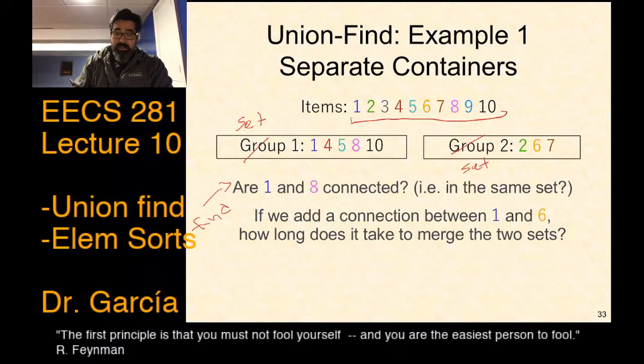What do we do, and how long does it take to merge the two sets, right? So if I find that 1 and 6 share an edge, then that means that now set 1 and set 2 need to belong to the same set. Okay, so what is the fastest way that I can merge them together? And that's what we're going to be looking at next: algorithms to perform these two operations.